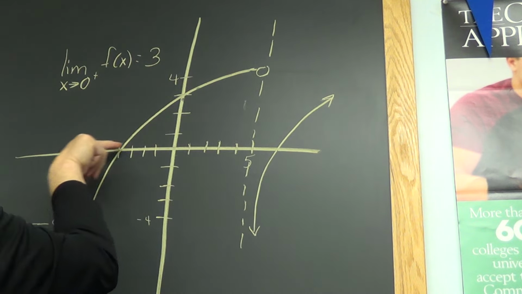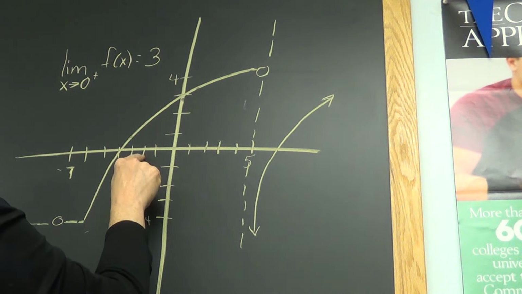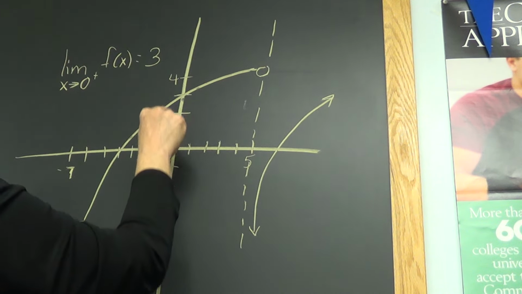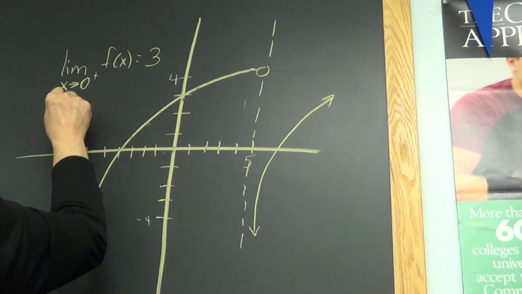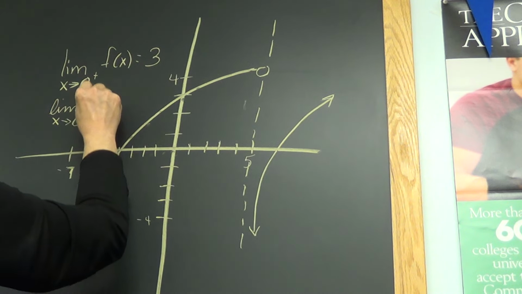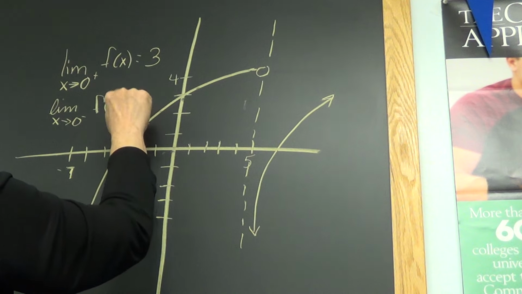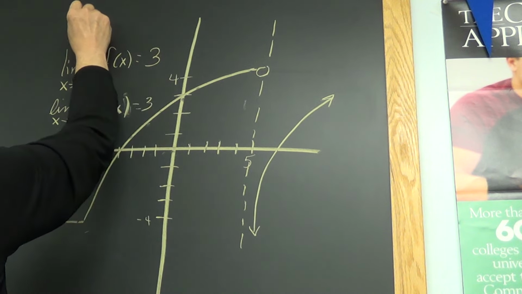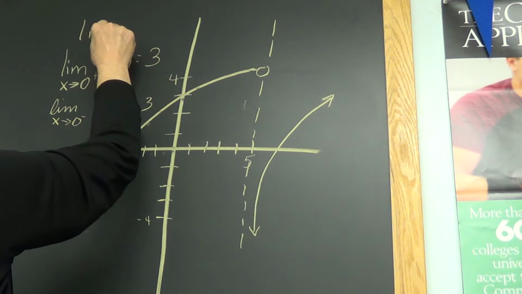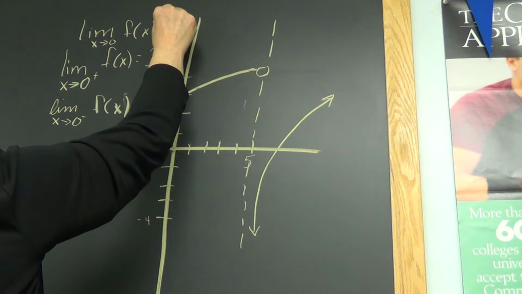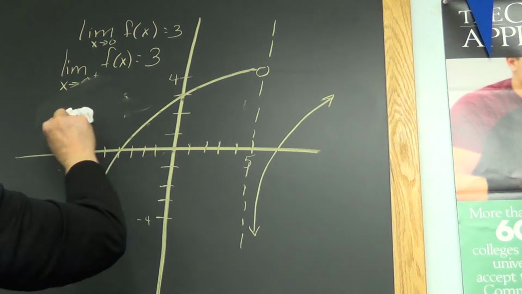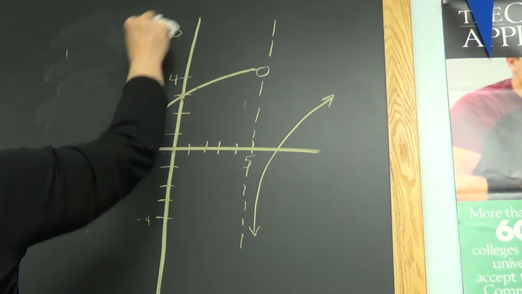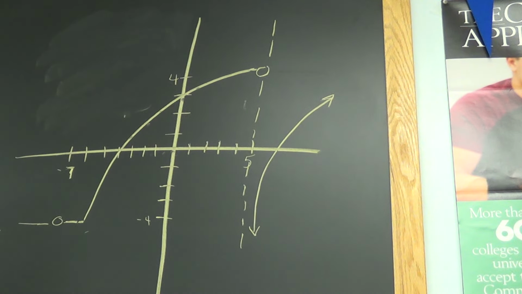So what happens when we come from the left? Well, as we march in, we see it getting higher, higher, and as we get closer and closer to 0, it also, from the left, approaches 3. So when the limit is the same from the left and the right, we say the limit as x approaches 0 of f of x is 3. So that is a fundamental concept of limits. The limit from the left has to equal the limit from the right in order for the limit as x approaches a spot to exist.